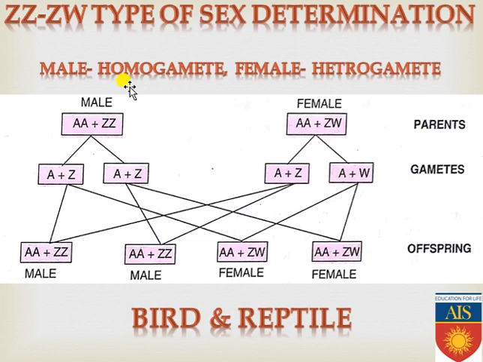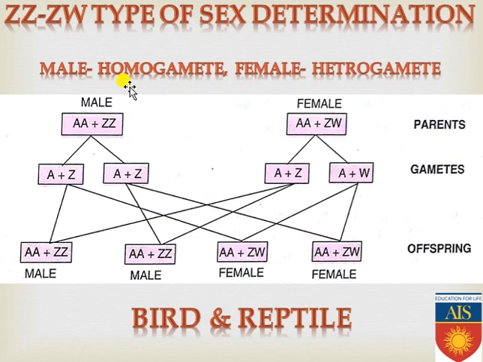The third type of sex determination method is the ZZ-ZW type, and this is commonly found in birds as well as in reptiles. Keep it in your mind, in their case the males are homogametic and females are heterogametic. That means the males contain ZZ chromosomes and females contain ZW chromosomes.